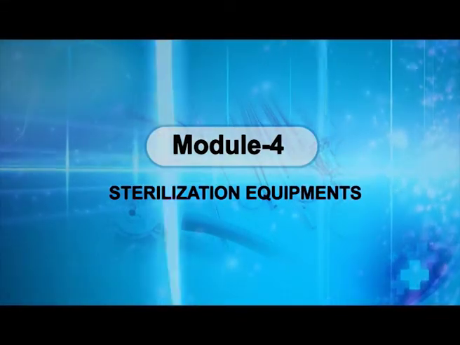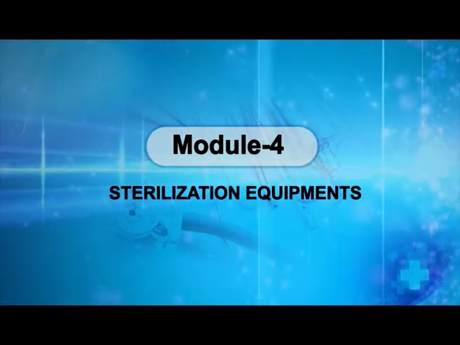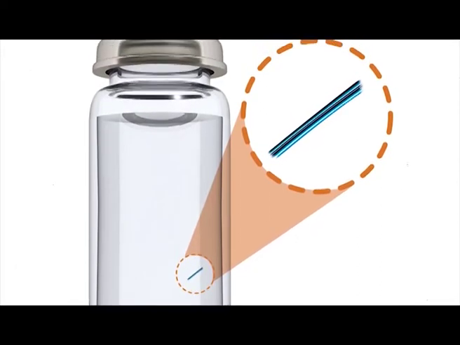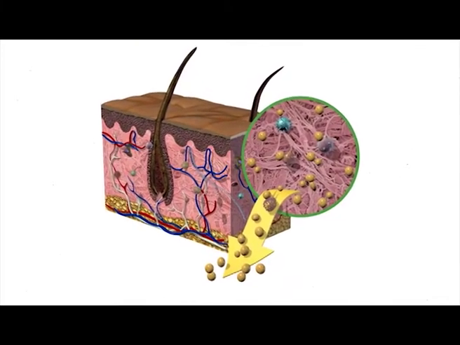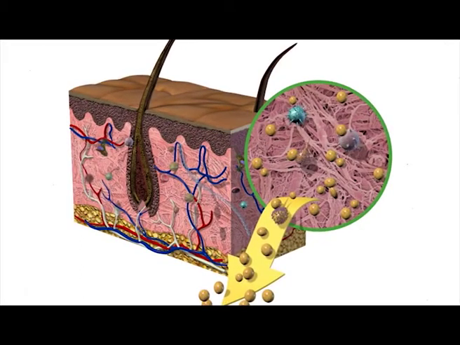Module 4. Sterilization equipments. Sterile condition means completely free from microorganisms and their spores along with particulate foreign matter. Sterilization is the process to attain this sterile condition. A material is said to be sterile if it achieves 99.99% kill of bacterial spores. The sterilization equipments are the equipments used for attaining this sterile condition.